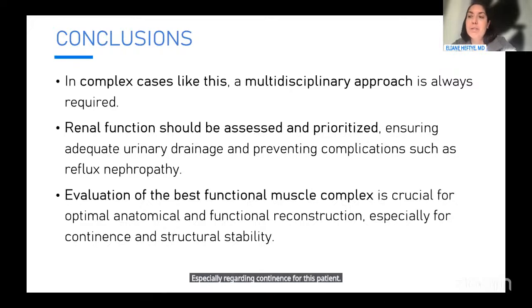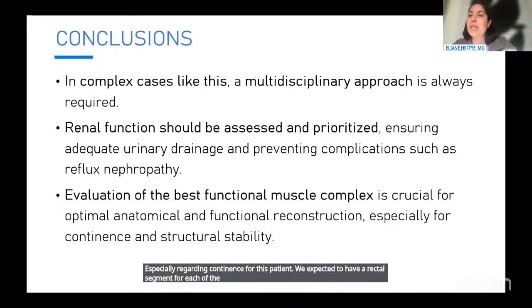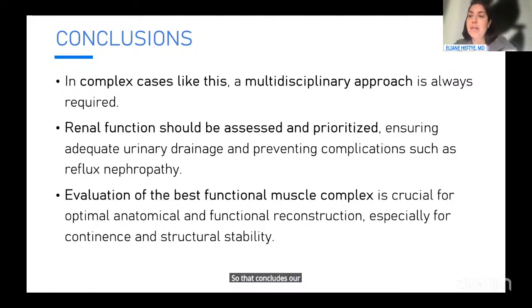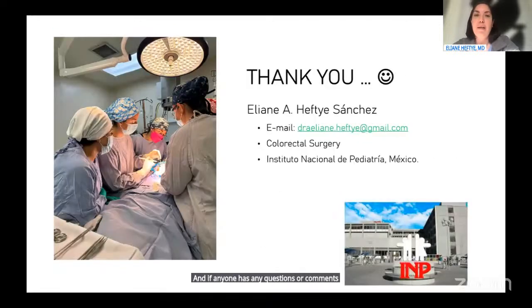We expected to have a rectal segment for each of the complexes that I mentioned on the first slide, but in this case, we only had one rectal segment with a duplication that wasn't communicated. So that concludes our presentation. Thank you very much. I hope you enjoyed this. If anyone has any questions or comments, feel free to ask.